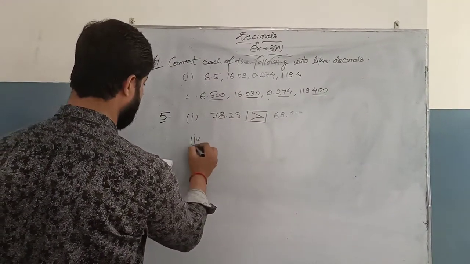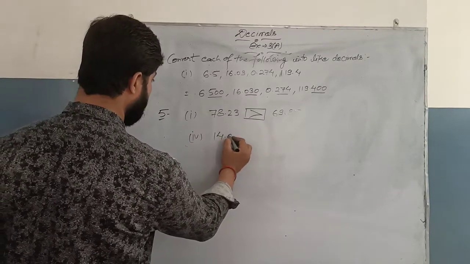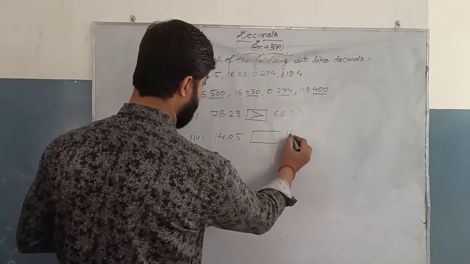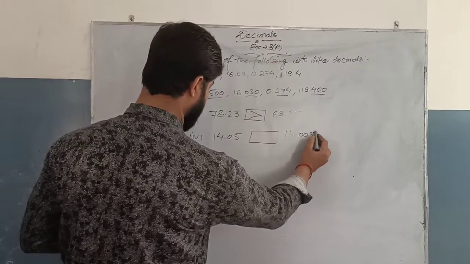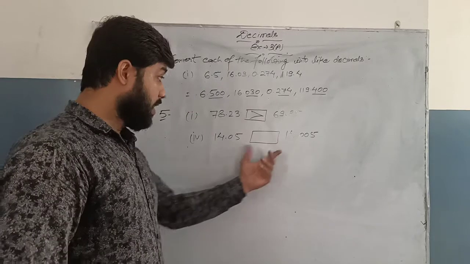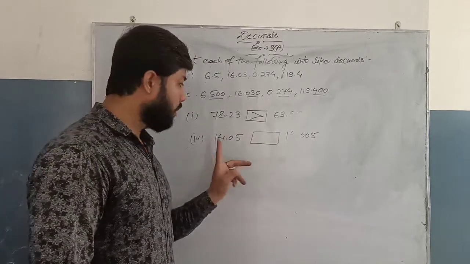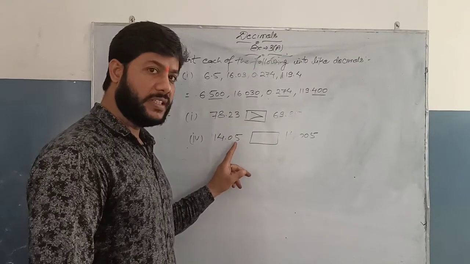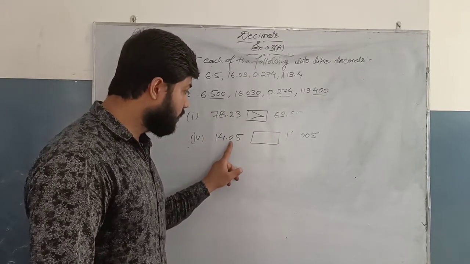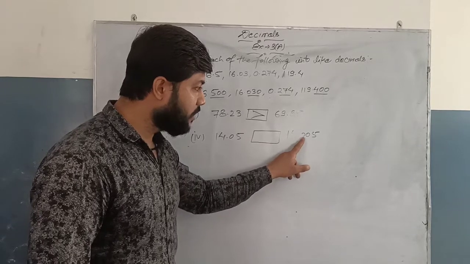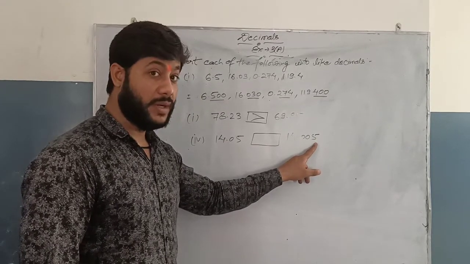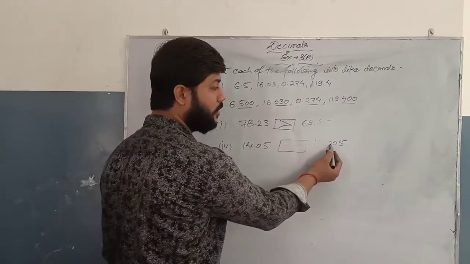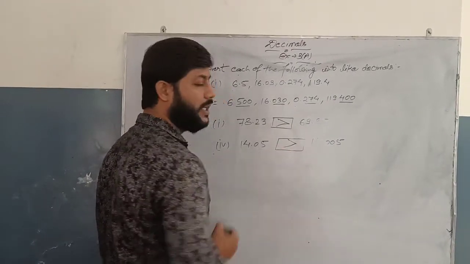Question number 4. 14 decimal 05 and 14 decimal 005. Now we can see their whole number part is equal, 14 and 14. Then we will go for tenths place, unit place and hundredths place. That is 14 decimal 05 and 14 decimal 005. So we have to compare them. Here we can see 05 and here 005. So this will be greater.